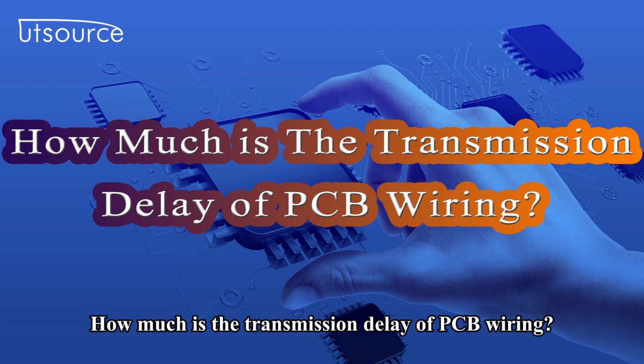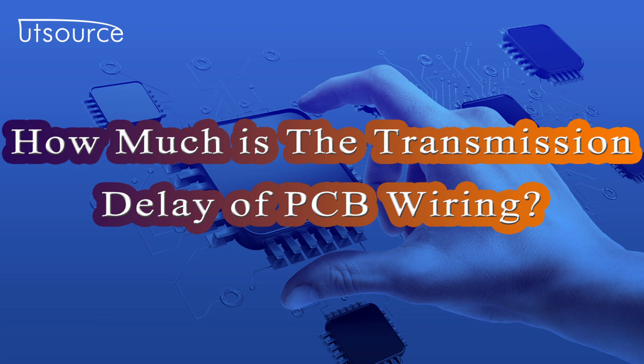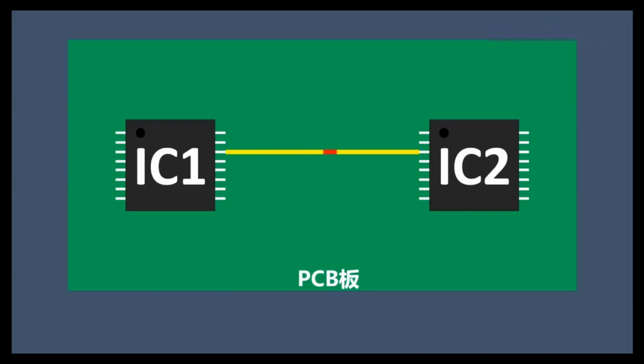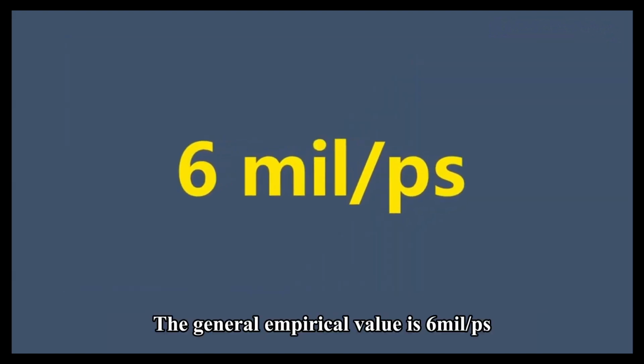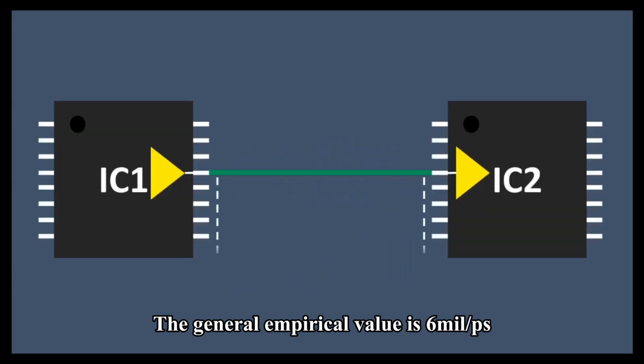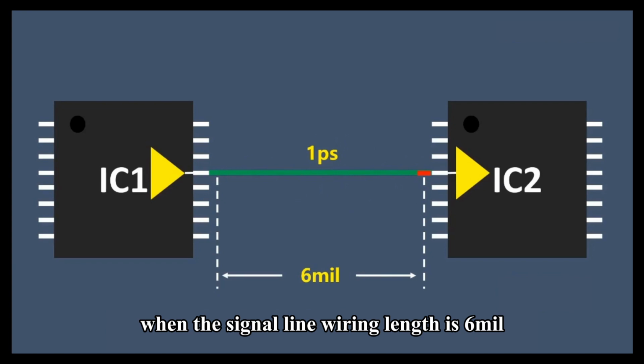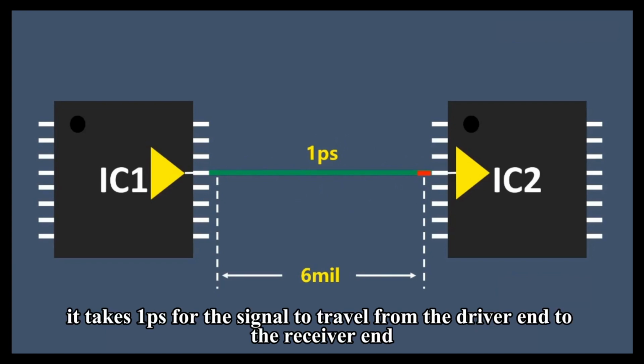How much is the transmission delay of PCB wiring? Although the signal transmission speed on the PCB is very fast, there is still a delay. The general empirical value is 6 mil/ps, which means that on the PCB, when the signal line wiring length is 6 mil, it takes 1 ps for the signal to travel from the driver end to the receiver end.